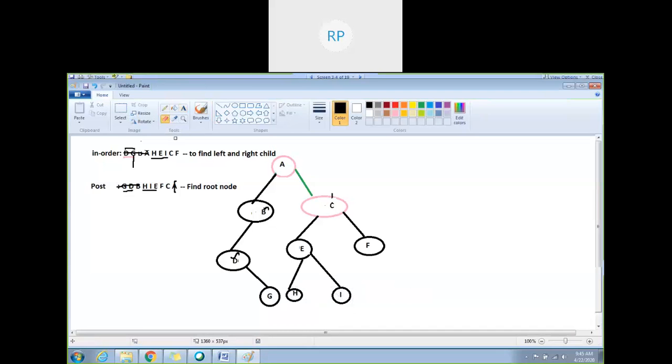So this is the equivalent binary tree for the given tree traversals. Now is it clear for everyone? Yes, ma'am. Clear, ma'am. Okay. Shall we proceed with one more problem? Yes, ma'am.